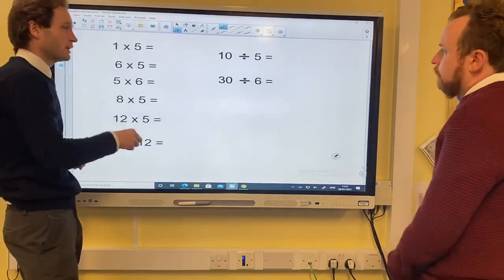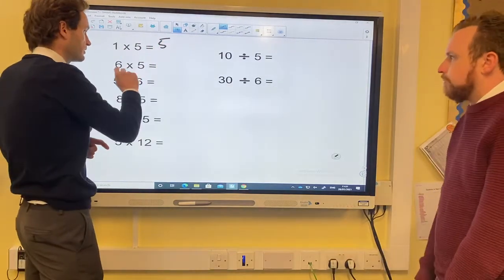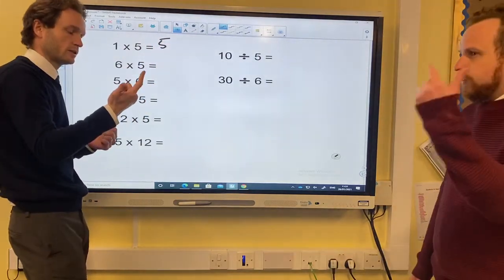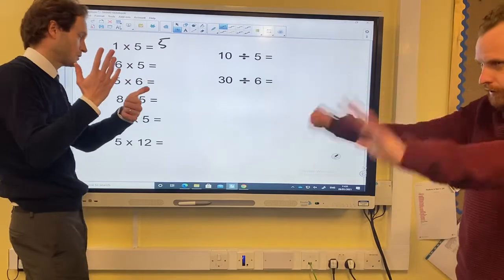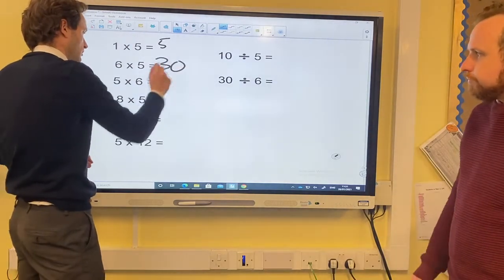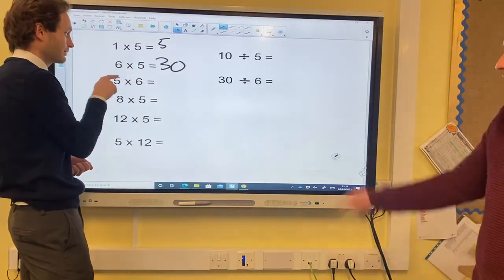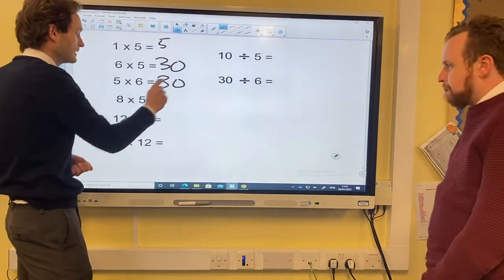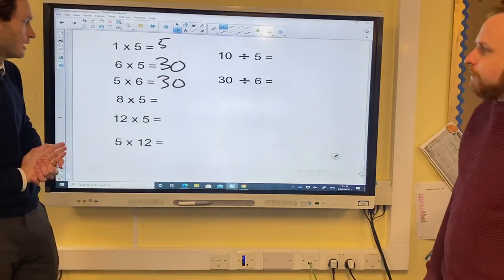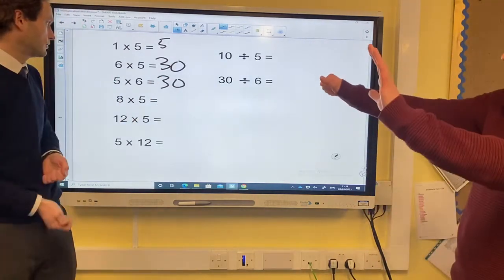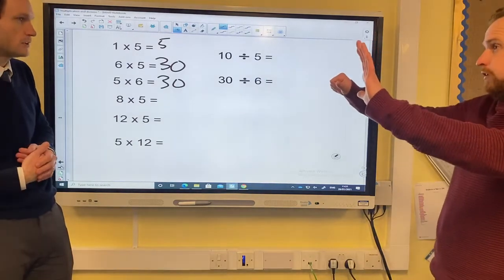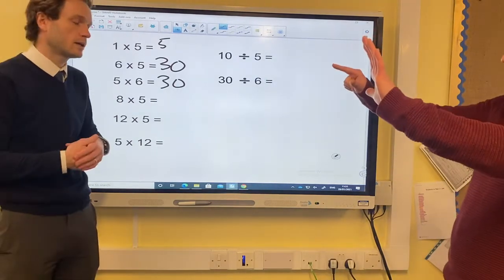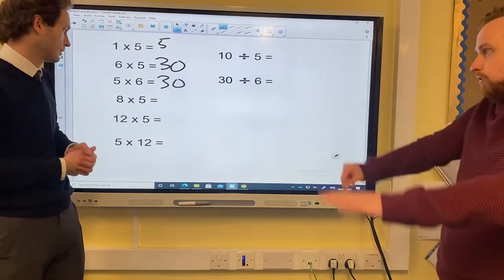1 group of 5 is 5. 6 lots of 5: 5, 10, 15, 20, 25, 30. 5 times 6, same thing, 30. 8 times 5. I'm going to start from 6 times 5 is 30, because it's quicker. 7 times 5 is 35, 8 times 5 is 40.